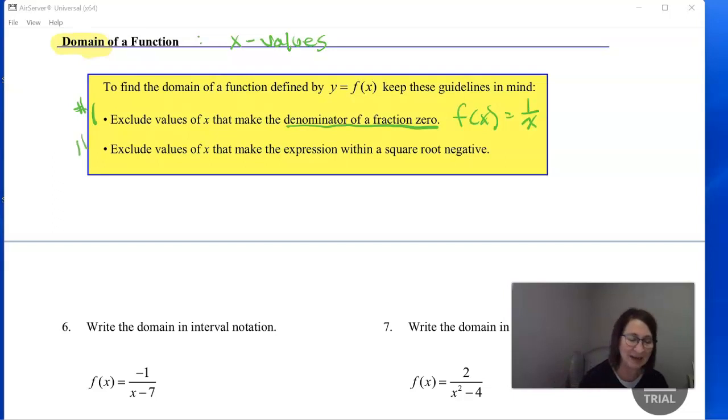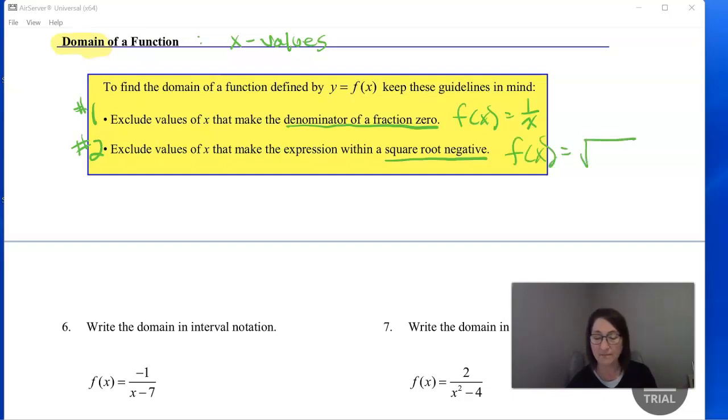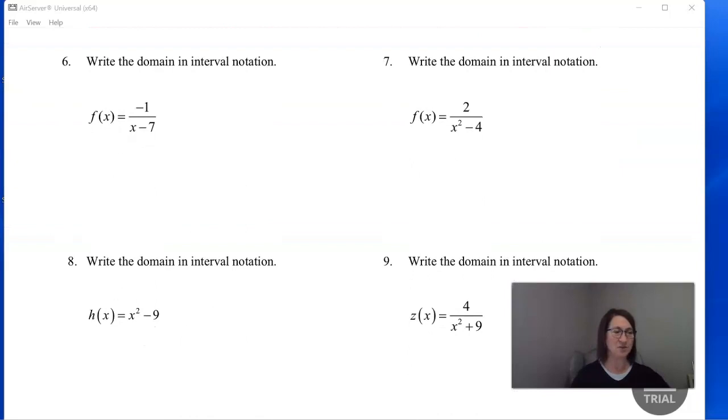My second exclusion is going to be when a square root function is negative. So if I have a function and that x value underneath that square root sign is negative, then my y value cannot be defined. All right. So let's see how this is going to work.